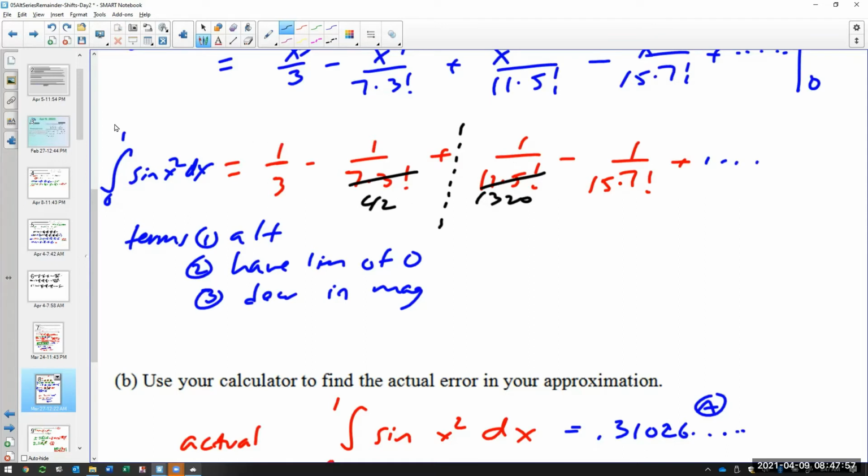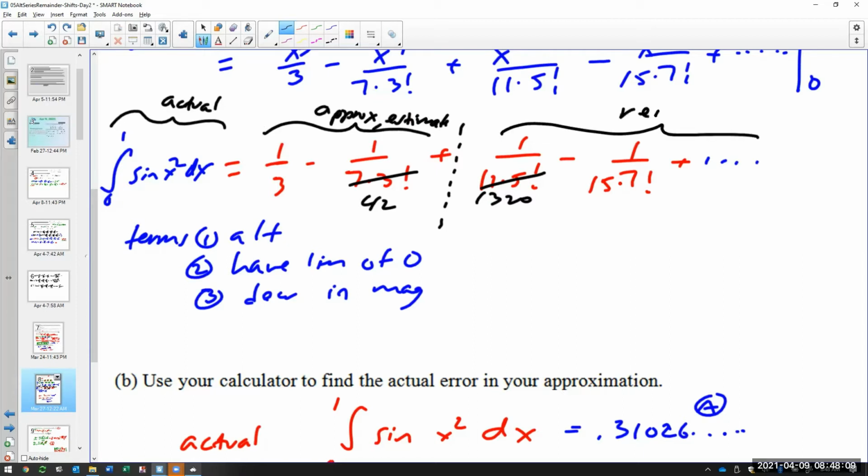What does that mean, guys? That means this is my actual value. This right here is my approximation, also called your estimate. This right here is called your remainder, also called your error. But just this term right here is called my error bound, the bound of my remainder. And what that means is if I approximate this integral with these two terms here, the most I'll be wrong by is this number right here.